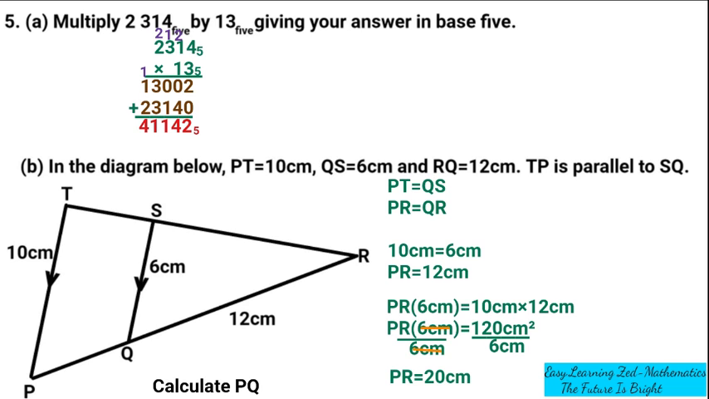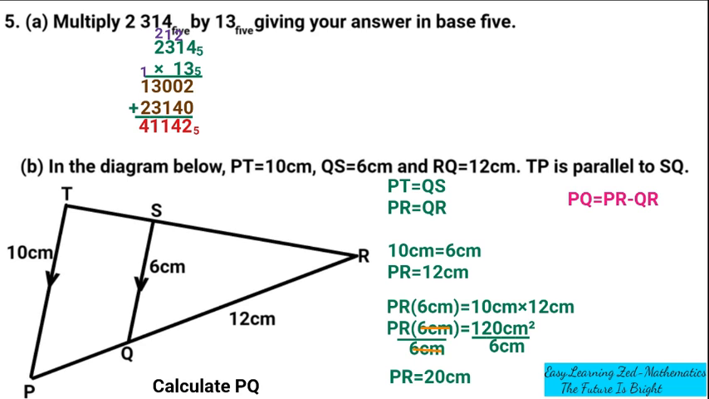However, the question is asking us to calculate PQ. So as you can see the question down here, it says calculate PQ. So we just want to find the distance from P to Q. Now since we have found the distance from R to P, we can subtract the distance of RQ. So we can say PQ is equal to PR minus RQ or QR.